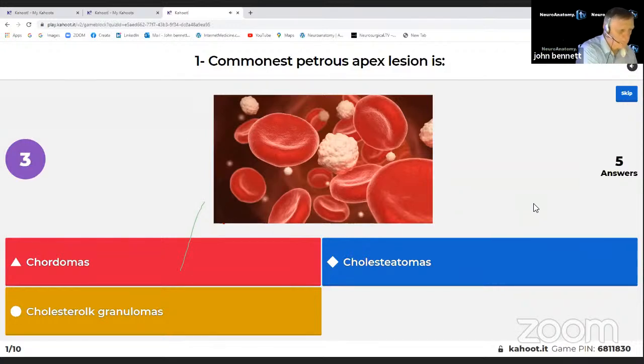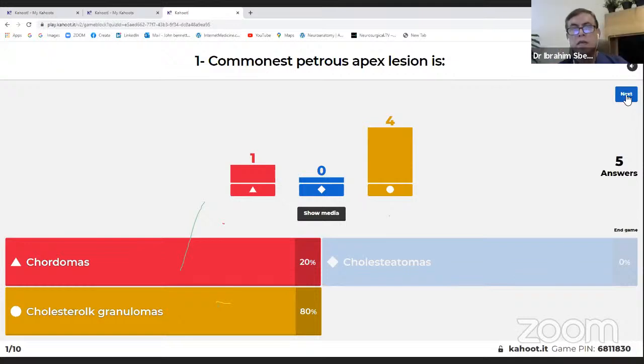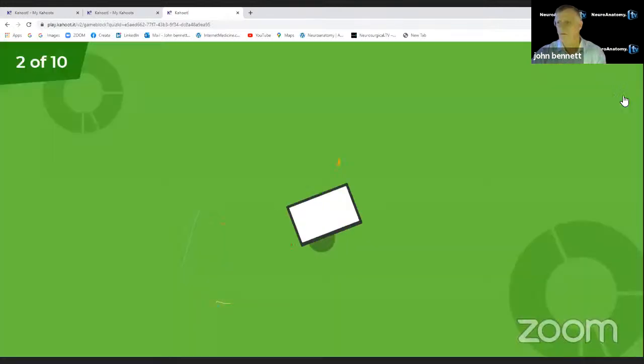Five answers. Okay, very good. As you can see, Dr. Sabea, someone learned something there. Yeah, cholesterol granulomas are the commonest, no doubt about that. Chordomas and cholesterol come very, very down on the list. Cholesterol granulomas form something like 70% or 80% of the cases of petrous apex lesions, but we have to attend to these small ones, 4%, 5% of other lesions. The commonest petrous apex lesion is cholesterol granuloma. Very good. Let's go to the next one.